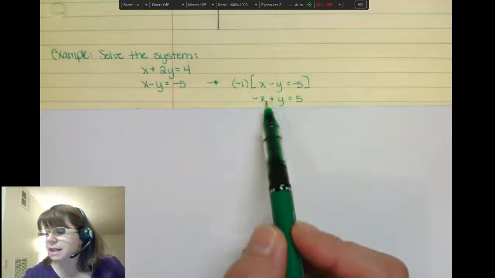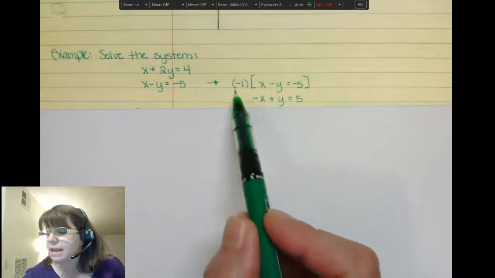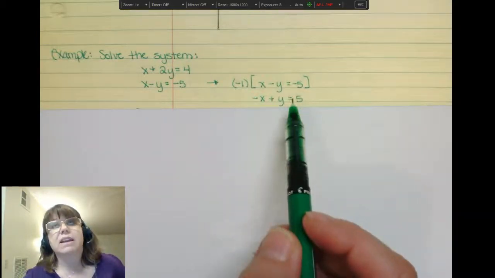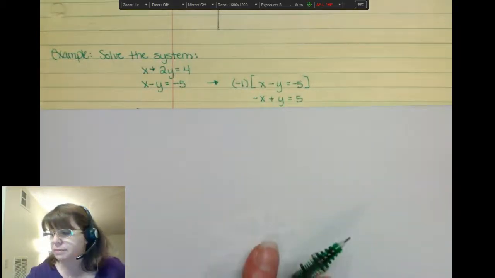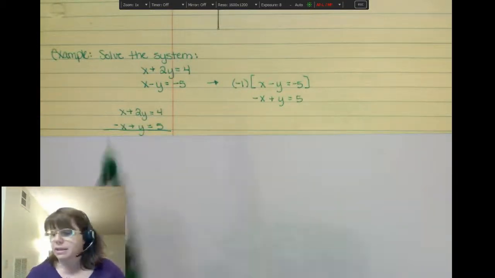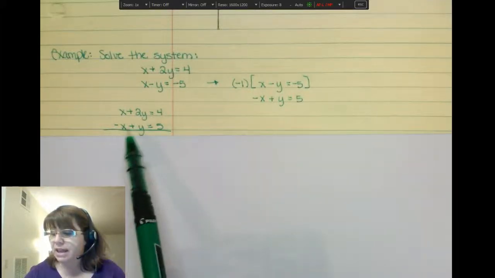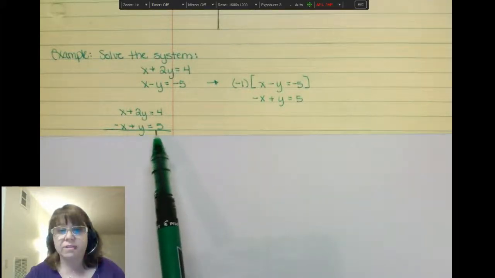-1 times x is -x. -1 times -y is +y. -1 times -5 is +5. Now my new system is x plus 2y equals 4 and -x plus y equals 5.